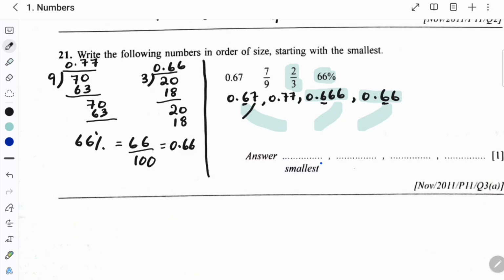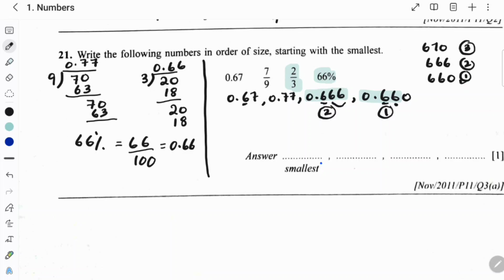0.67 will come last. Just compare these two, 0.66 and 0.666. It means 0.660 is less than 0.666. Like it's 660 and it's 666. So you write 66% as the first number, and 0.666 is the second number, and obviously the third number will be 0.67, because the digits are 67, meaning 670. For example, if you check 670 and 666 and 660, this is the least number 1, this is 2, and this is 3.